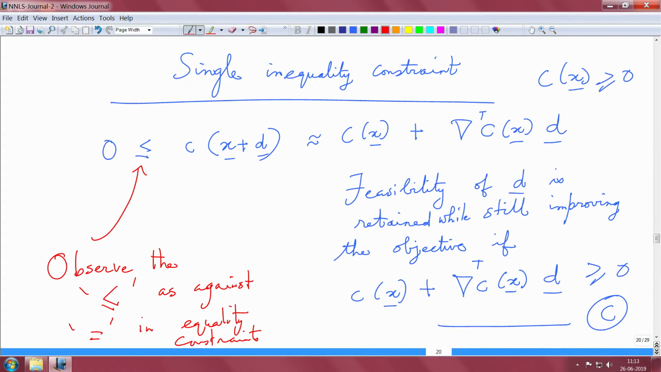Okay, having discussed the equality constraint and the conditions for our optimum solution under the equality constraints, let us move into the inequality constraint. So, we consider a single inequality constraint of the form C of x is greater than or equal to 0.